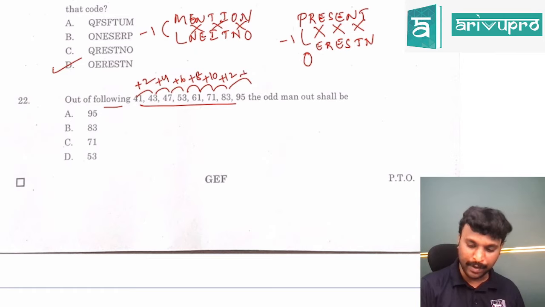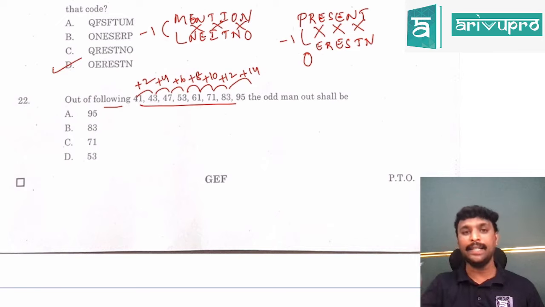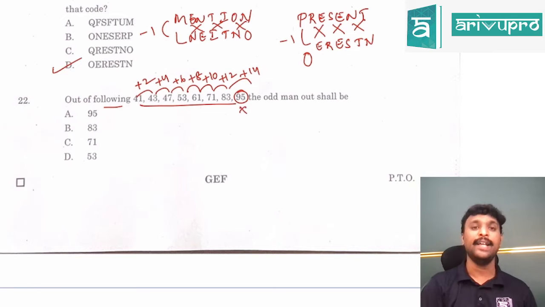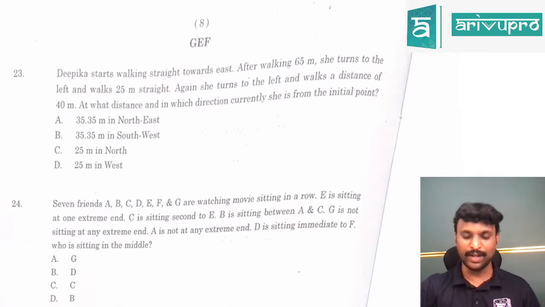So the next difference should be what? Plus 14. So 83 plus 14 should be 97. What they have given is 95. So 95 is the odd man out. Easy question. Yes or no? Guys, look at the next question.